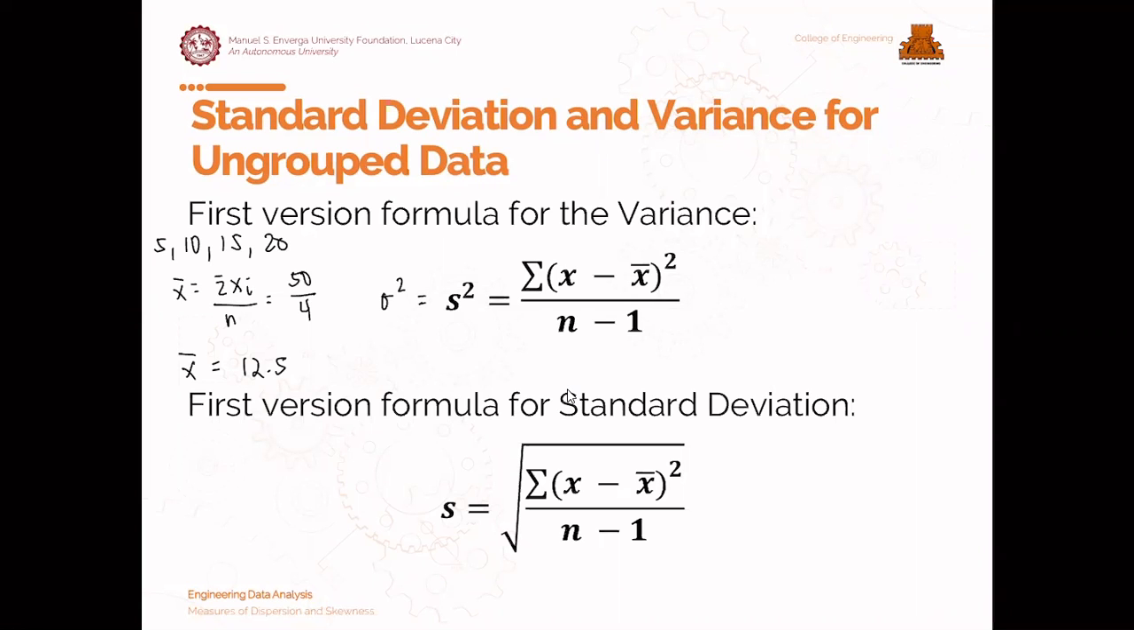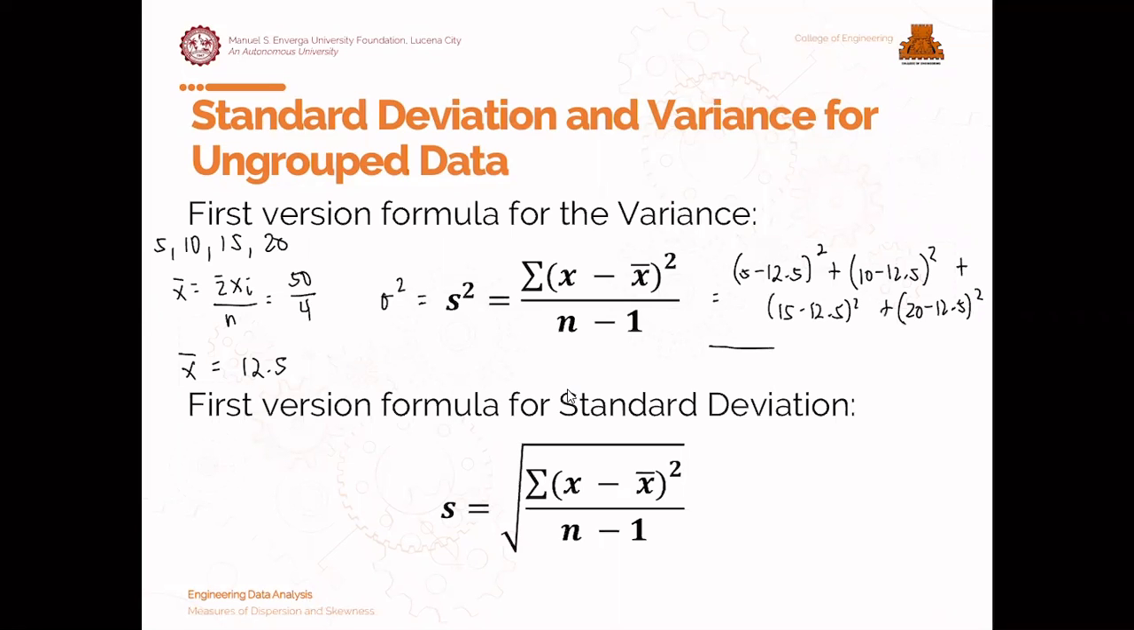So, we apply that as the summation of the difference between the data and the mean value, then squaring that number, then taking the summation of those numbers. Okay? So what happens is, our first data, 5 minus 12.5, then we square it, plus the second data, 10 minus 12.5 squared, plus the third, 15 minus 12.5 squared, plus our fourth, 20 minus 12.5 squared.